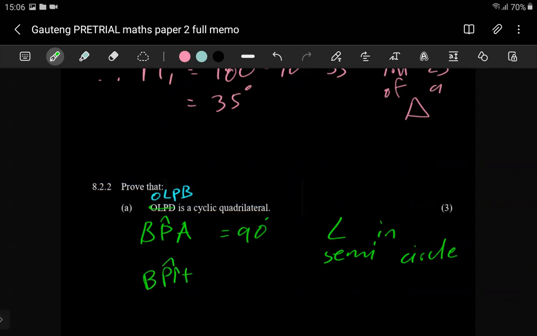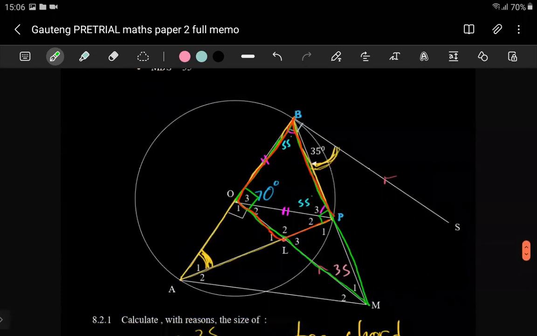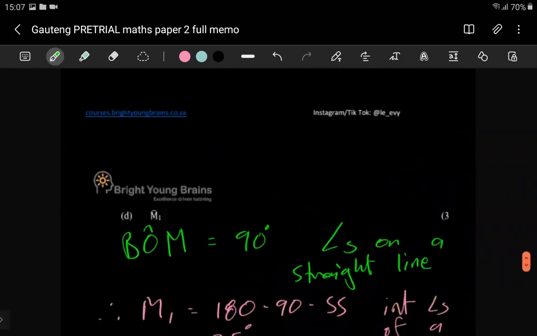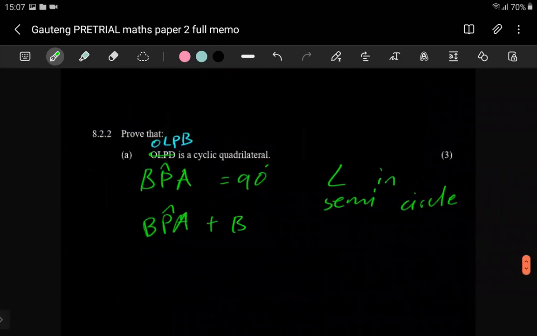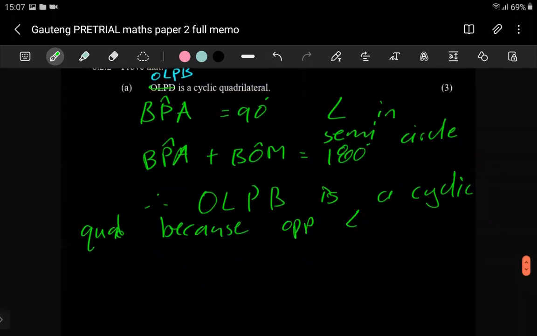And then now we can say BPA plus BOM. That's BOM, right? If you add this up, they should give you 180 degrees. So here you can say therefore OLPB is a cyclic quad because opposite angles are supplementary.